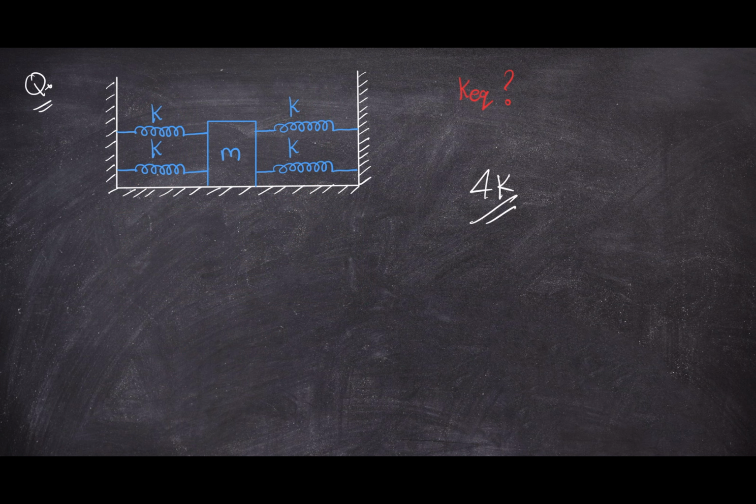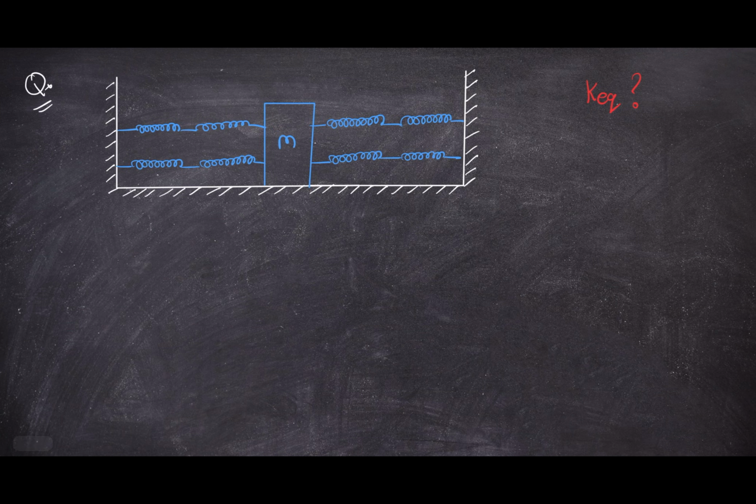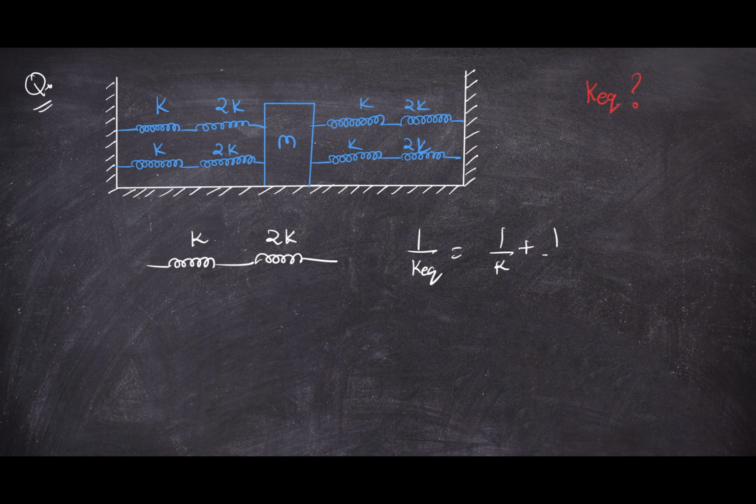Correct. Now the last problem. Now the springs are given as K, 2K, K, 2K, K, 2K, K, 2K. Okay. So if we look at this small portion, what do we observe here? That these two springs are in series, correct. So what do we write for this? 1 by k equivalent is equal to 1 by k plus 1 by 2k. Take the LCM, and it is nothing but 2 plus 1 by 2k.